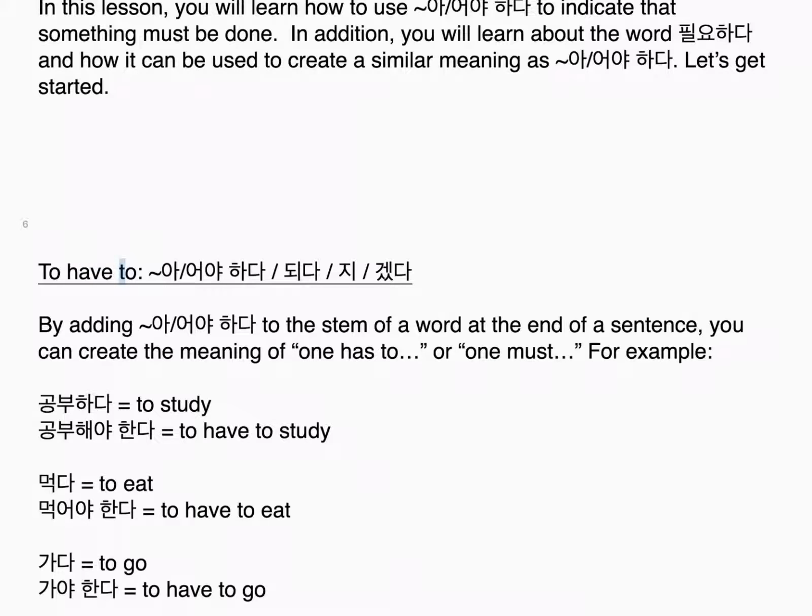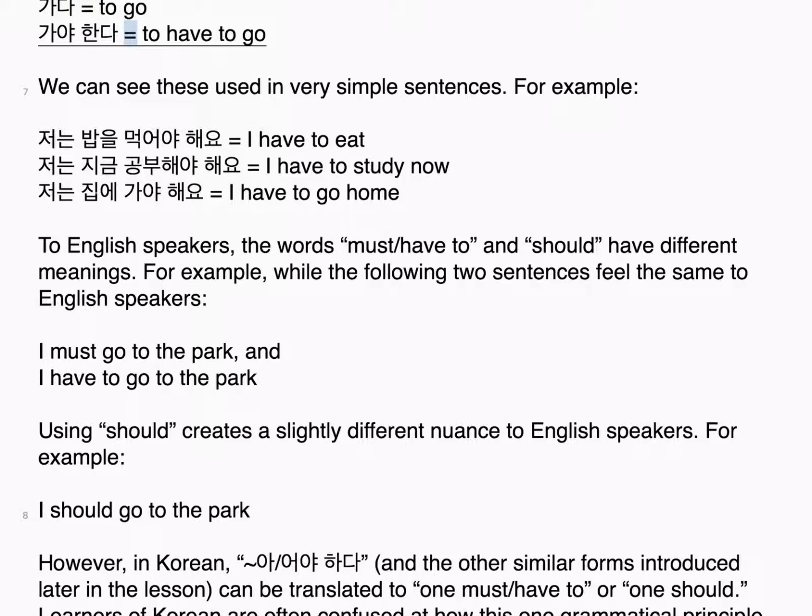To have to. 아어야 하다, 되다, 지겠다. By adding 아어야 하다 to the stem of a word at the end of a sentence, you can create the meaning of one has to, or one must. For example, 공부하다, to study, 공부해야 한다, to have to study; 먹다, to eat, 먹어야 한다, to have to eat; 가다, to go, 가야 한다, to have to go.